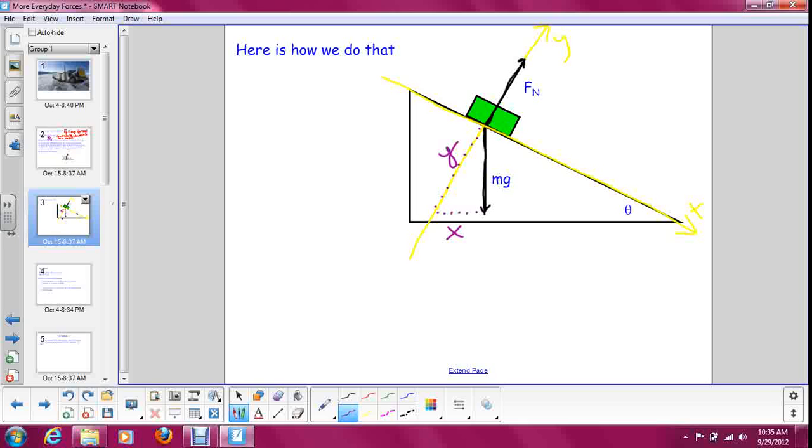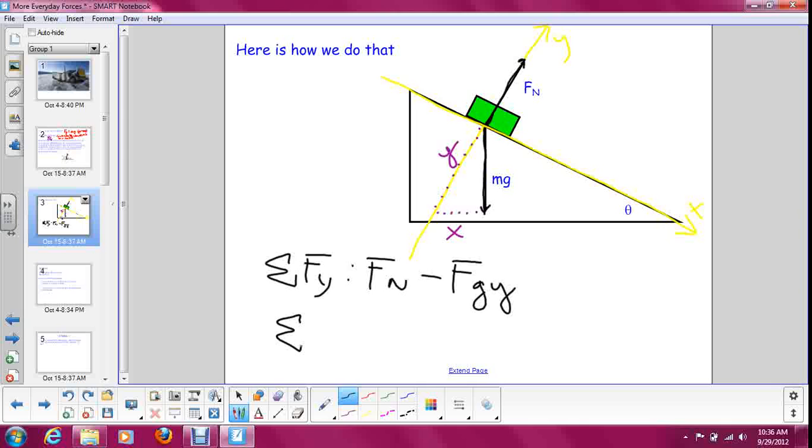So now we can do the sum of the forces in each direction. Remember, we can only add up and downs together, and we can only add side to sides together. We cannot add those two, side to side and up and down, together. That's not okay. So the sum of the forces in our y are the normal force, which is pointing up, so it is positive, and the y component of the force of gravity, which we'll call FGY. And there are no other forces acting in the y direction here.